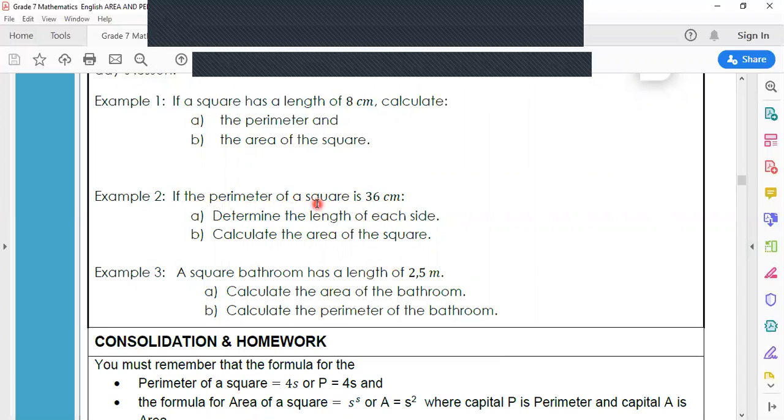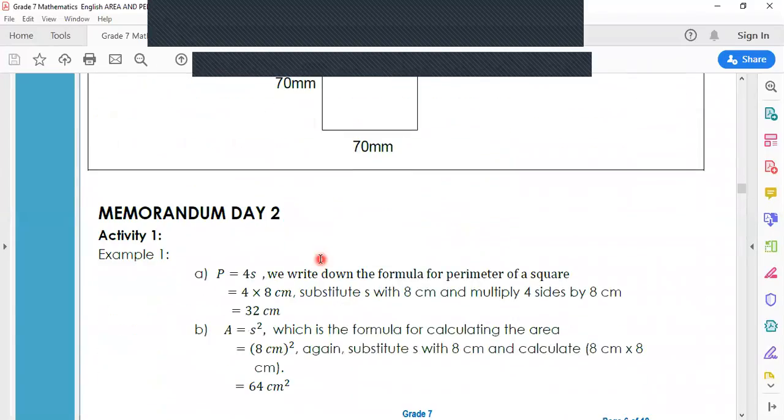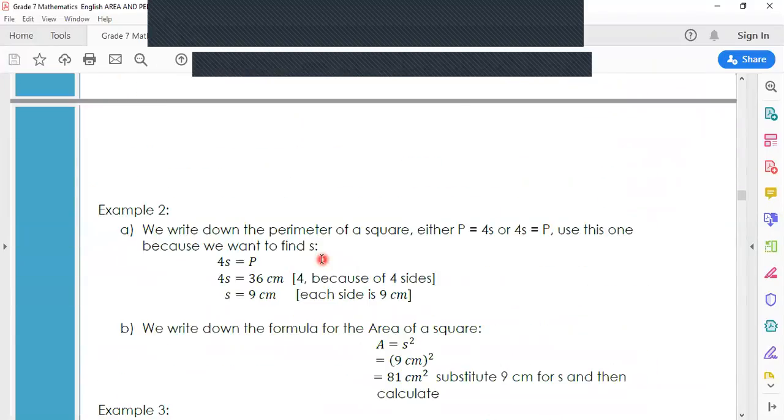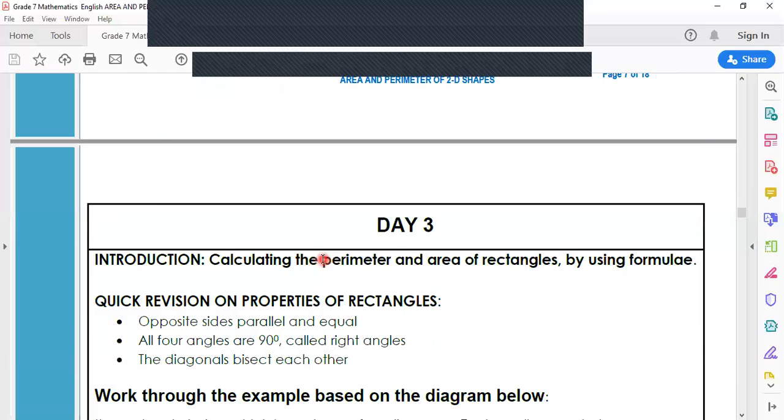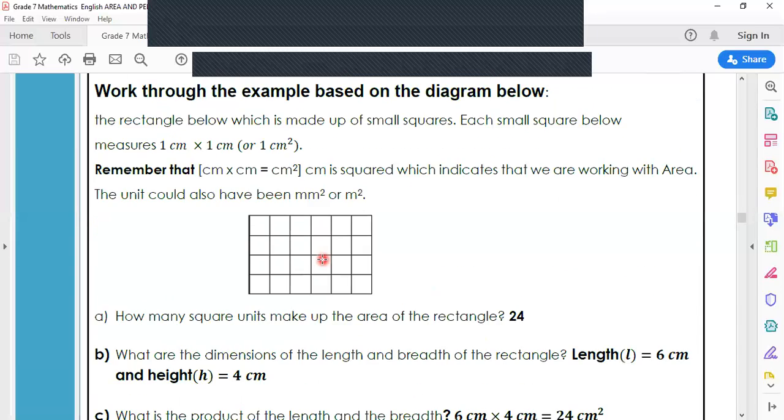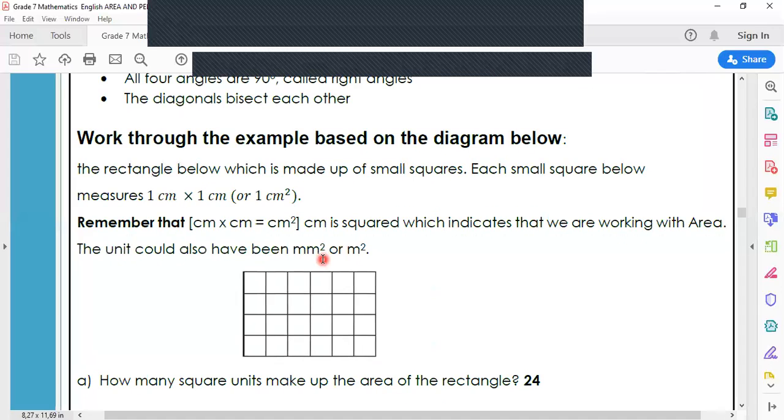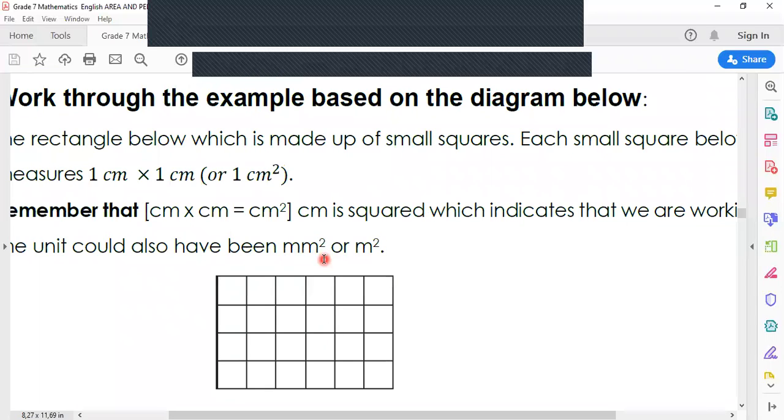We basically did these. And what else did we do? I think I left all that. We did these questions as well. How many square units make up this block? So we actually counted 1, 2, 3, 4, 5, 6, 7, 8, 9, 10, 11, 12, 13, 14, 15, 16, 17, 21, 22, 23, 24.